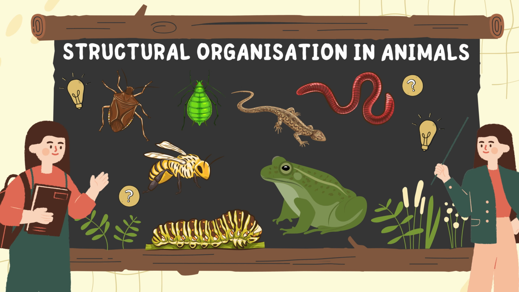Today's series is for 11th class biology. We will be studying chapter 7, Structural Organization in Animals. We've also added important notes for your exam preparation.